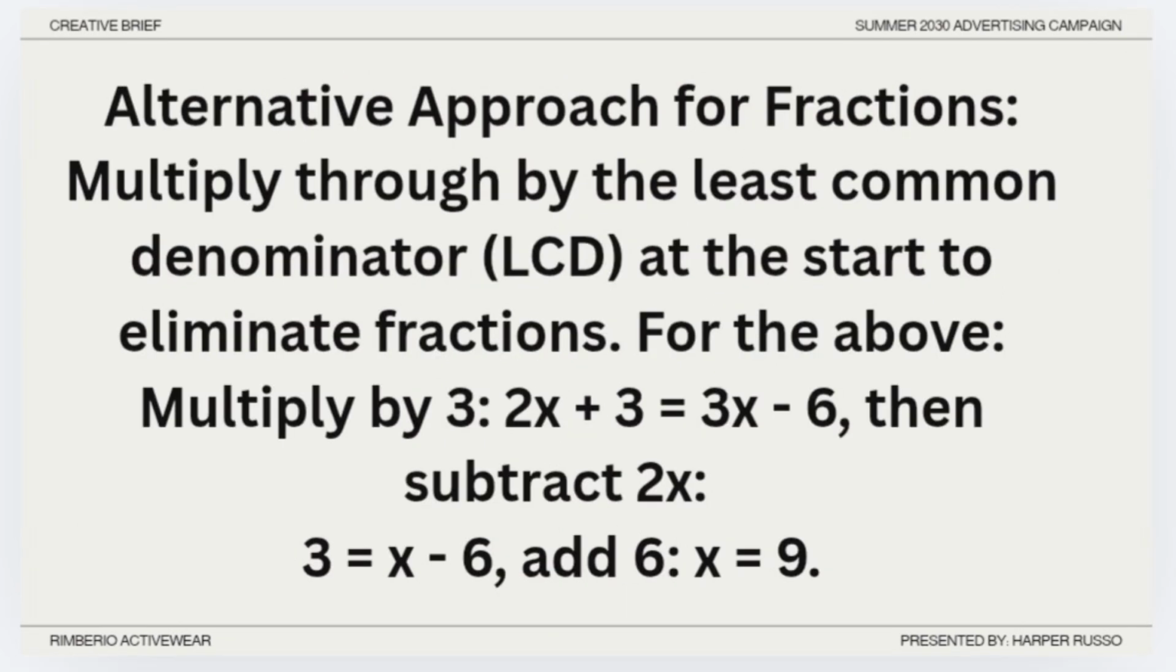Perfect. Alternative approach for fractions. Multiply through by the least common denominator, or LCD, at the start to eliminate fractions. For the above, multiply by 3. 2x + 3 = 3x - 6. Then subtract 2x. 3 = x - 6. Add 6. Then finally, x = 9.